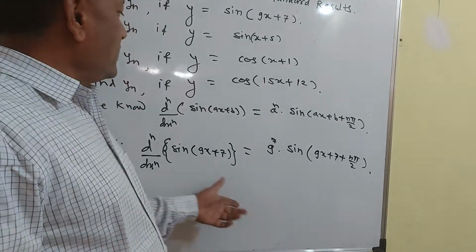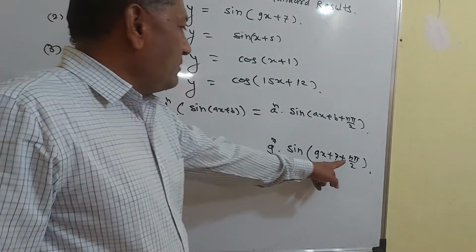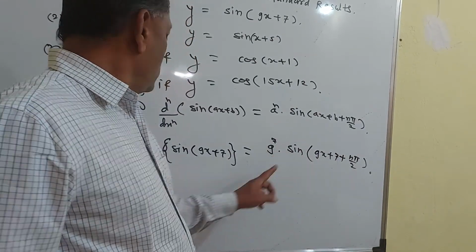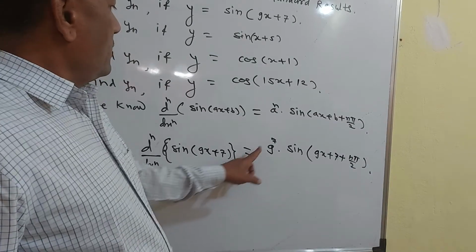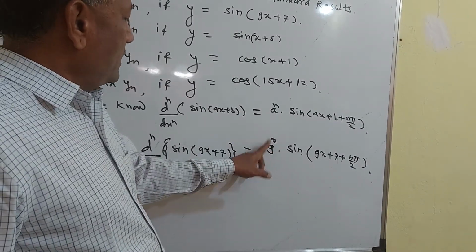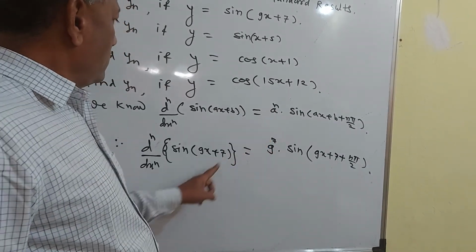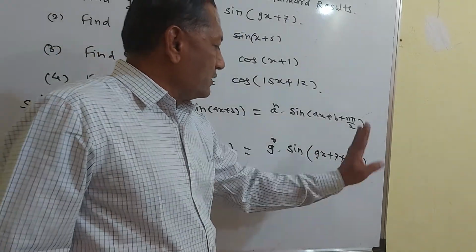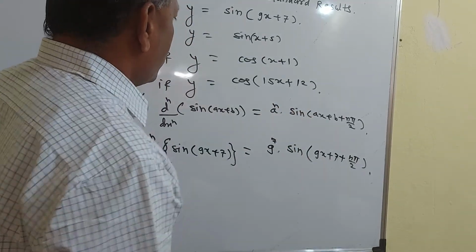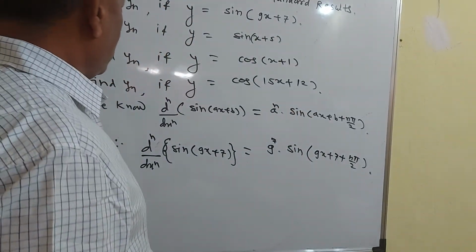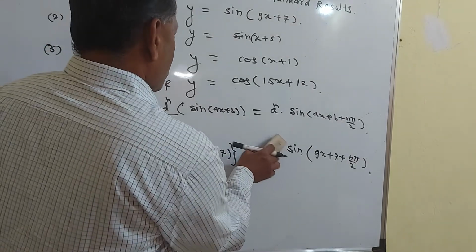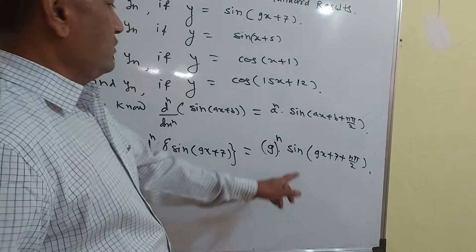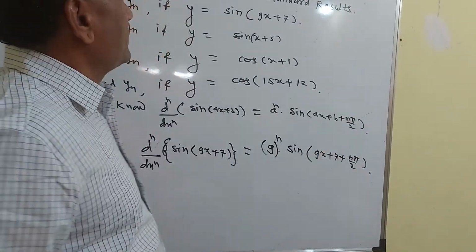If you ask to find the 10th derivative, you replace n by 10. a raised to n means 9 raised to 10, sine of 9x plus 7 plus 10 pi by 2. Or for any number n, a raised to n, a means 9, 9 raised to n into sine of 9x plus 7 plus n pi by 2.